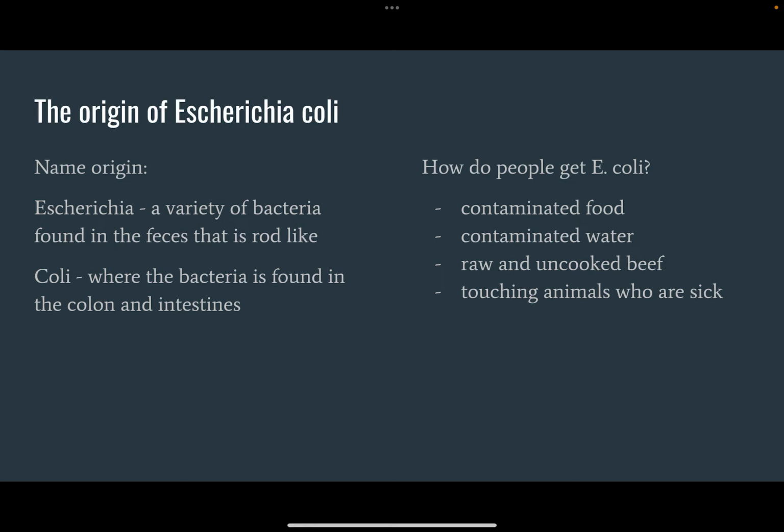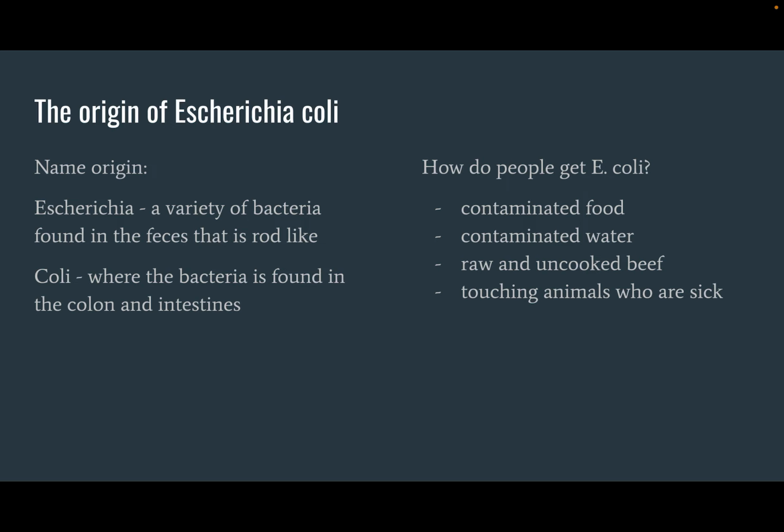So the origin of Escherichia coli: Escherichia means a variety of bacteria found in the feces that is rod-shaped. Coli means where the bacteria is found, which is in the colon and the intestines, but mainly the small intestines.